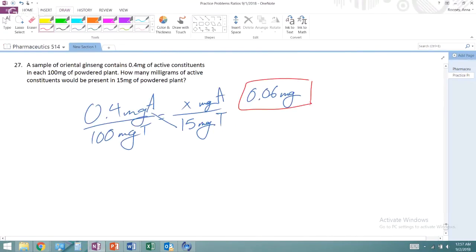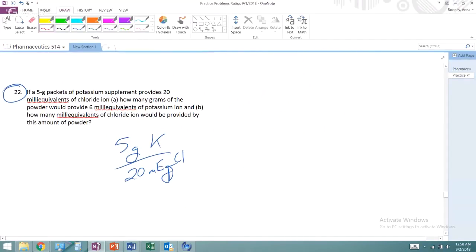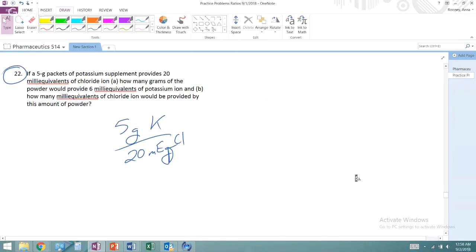I'm going to go back up here to 22. For some reason, I cannot. A 5 milligram supplement provides 20 milliequivalents of chloride. Grams of powder provides 6 milliequivalents of the potassium ion. Oh my god, why is my brain not wanting to figure this out? I have literally hit a wall. I know what a milliequivalent is, I just don't want to do it. I don't think I've ever encountered that in my life, where my brain just says nope. It's shutting down. Oh well, it's 1 in the morning. That's why. I will come back to this in the morning.